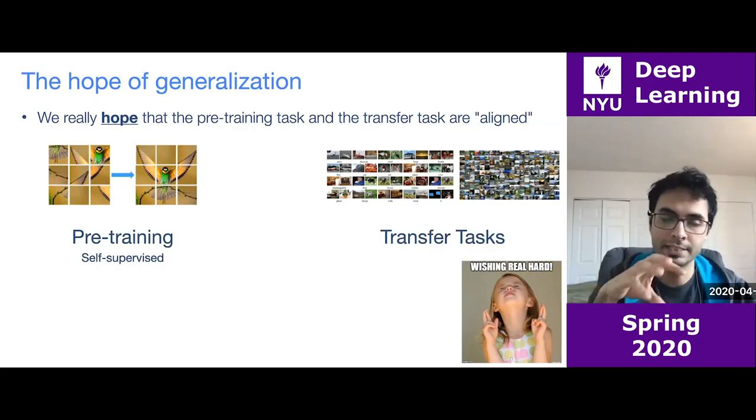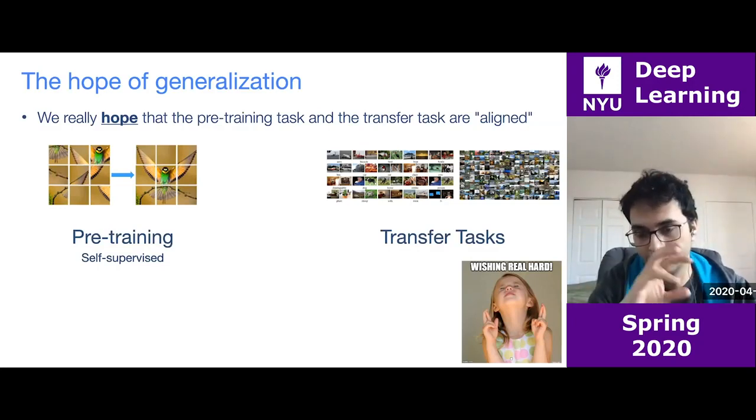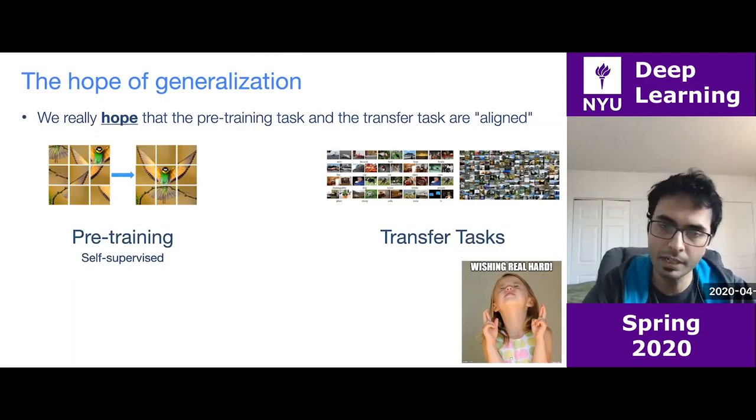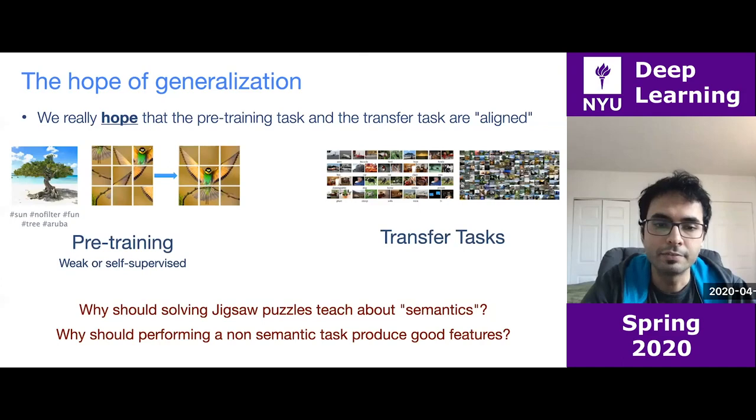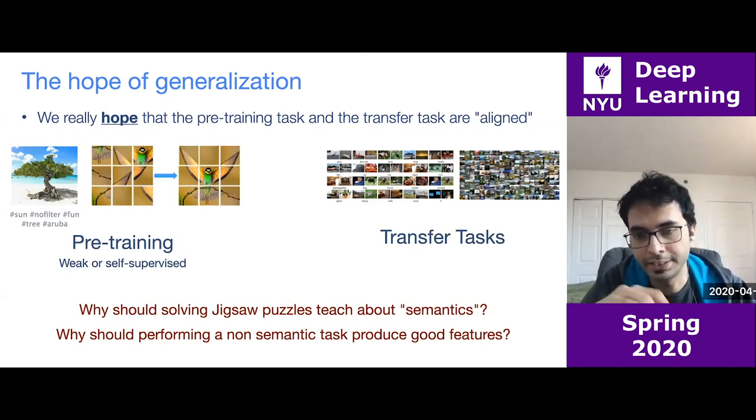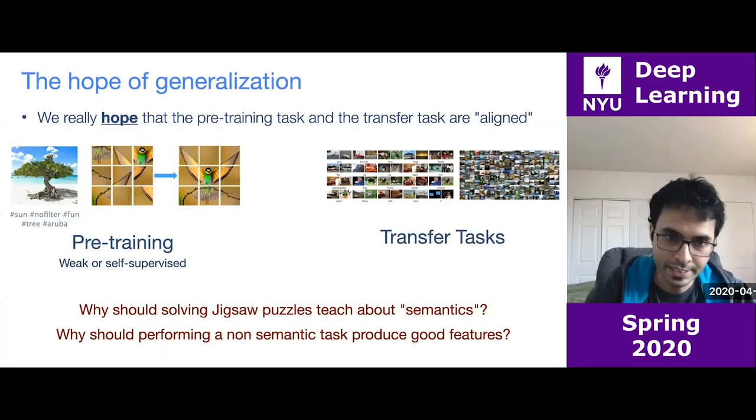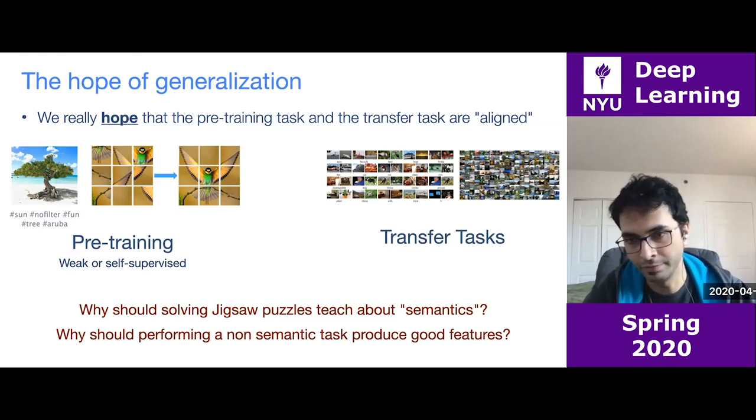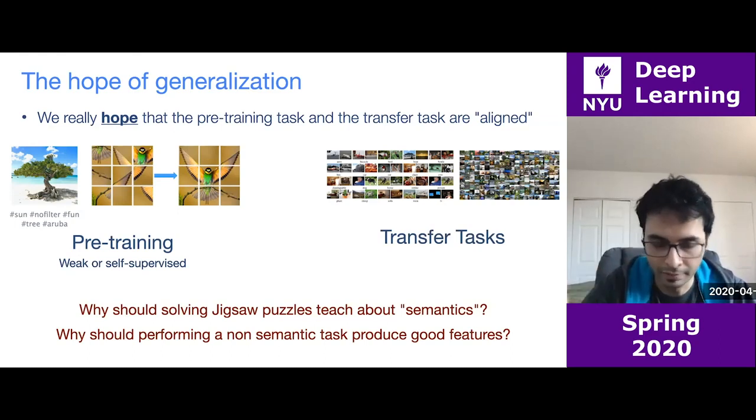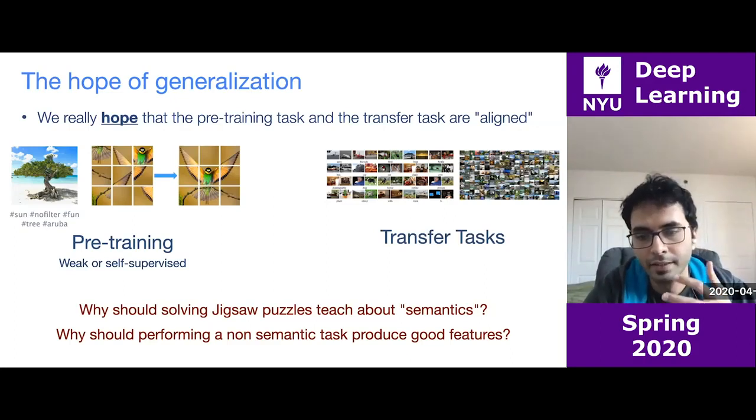So a lot of research basically goes into designing these pretext tasks and implementing them really well. But it's not clear why solving something like jigsaw puzzles should teach us anything about semantics. Or, for example, even in the case of weakly supervised learning, where you're trying to predict hashtags from an image, it's not clear why predicting hashtags of an image is actually going to do something well for learning a good classifier on transfer tasks. So this question remains: how do you design good pre-training tasks which are well aligned with your transfer tasks?